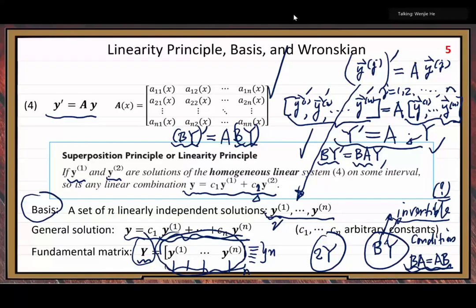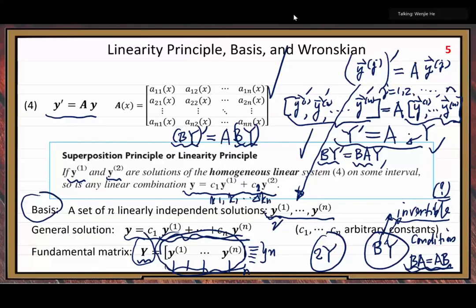A basis must be linearly independent. If you put n linearly independent vectors in a matrix, that matrix must be invertible. Otherwise, if it's not invertible, those vectors will be linearly dependent, because you can find appropriate coefficients, remember? So we can find appropriate K1, K2, Kn.